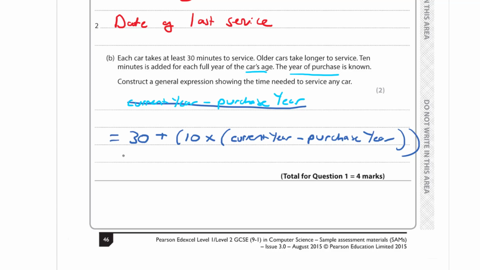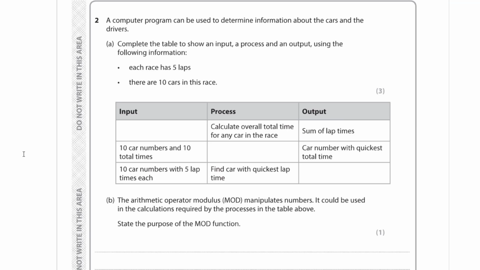So hopefully you can see what this means. It's going to be 30 minutes just generally at a minimum, but also 10 minutes times the age of the car. So the older the car is, the longer it's going to take by a factor of 10. So that's what this is saying. And a program can be used to determine information about the cars and the drivers.